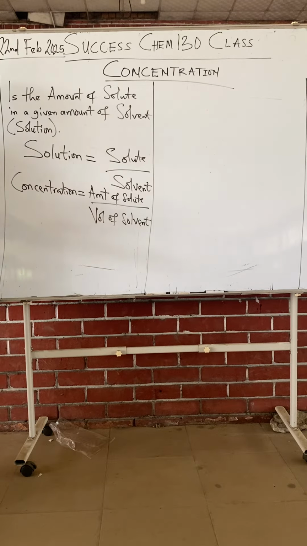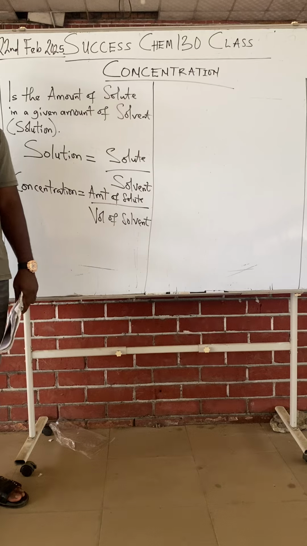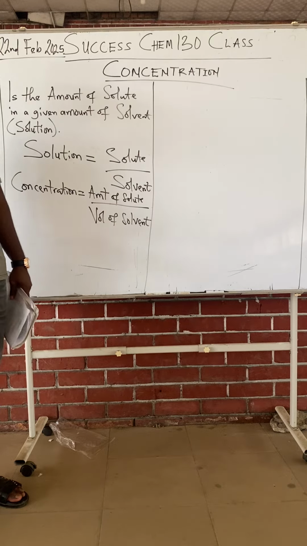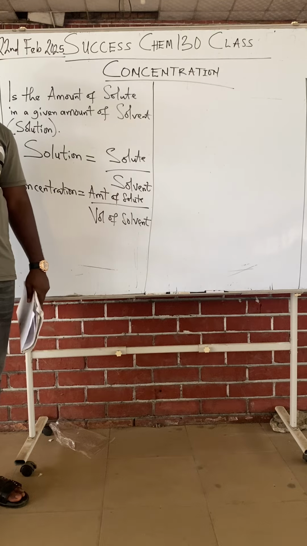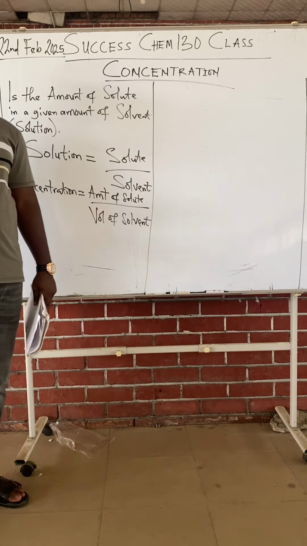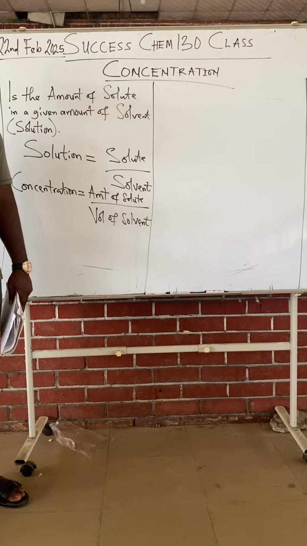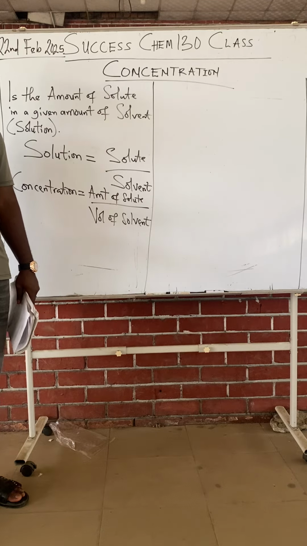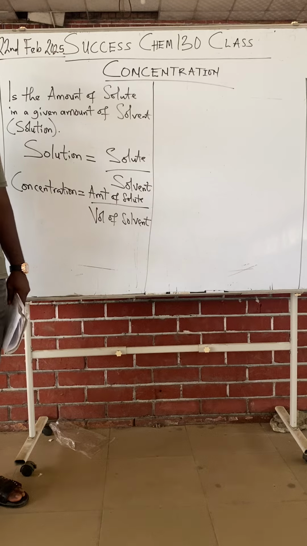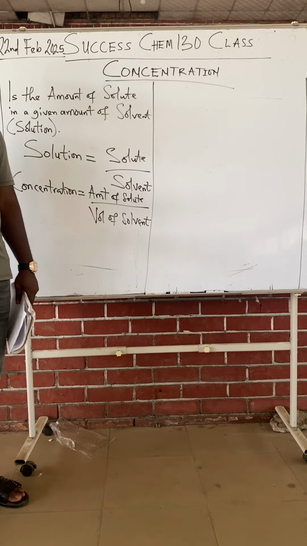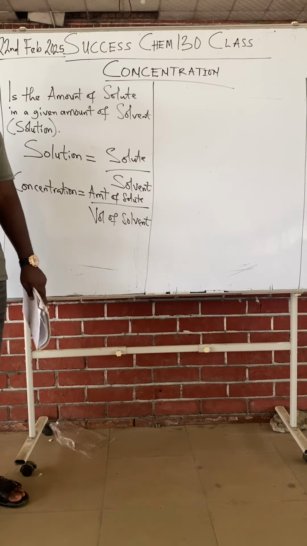Now, we have different ways of expressing concentration. If some of you have started doing the exam questions, sometimes they can ask you to express the concentration of a solution in PPT, in PPM, or in PPB. PPT stands for parts per thousand, PPM stands for parts per million, and PPB stands for parts per billion. So there are different ways of expressing concentration, which we're going to be looking at now.